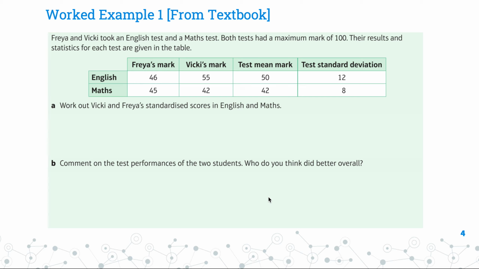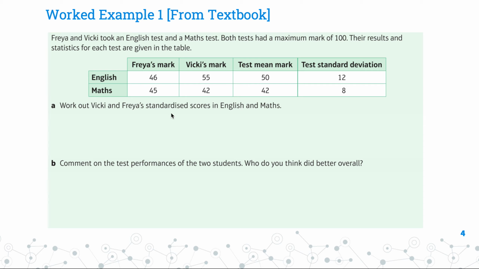Okay, we're just going to have a look at the worked example from the textbook, but there isn't really much more to it than this, so after this you should be able to have a go at all the questions. So again, we've got Freya. I didn't realise I'd used the same name, that's going to appear again. But we've got Freya and Vicky, who took an English test and a maths test. Both tests had a maximum mark of 100. Their results and statistics for each test are given in the table. So we've got their marks, we've got the mean for those, and we've got the standard deviations, okay, for English and maths.